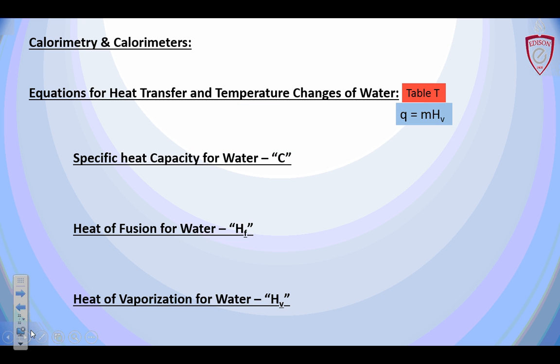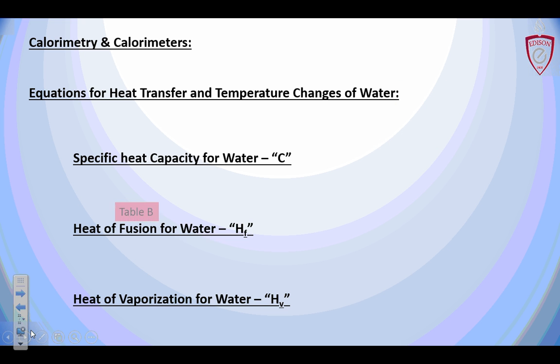Last one: Q equals mHv, which we use for vaporization. V is vaporization, F is fusion, freezing. They're different phase transitions that require different amounts of heat, so we have different equations and constants to run them. It doesn't matter if I'm heating or cooling. If I was cooling, this would be the condensation point, which is the same point as the vaporization point. So there are your equations.